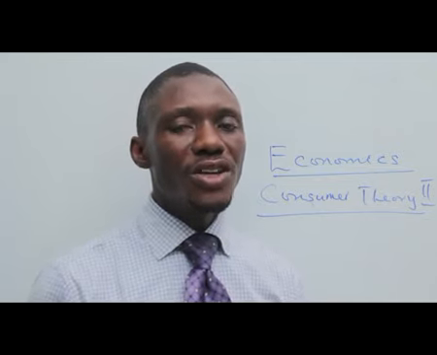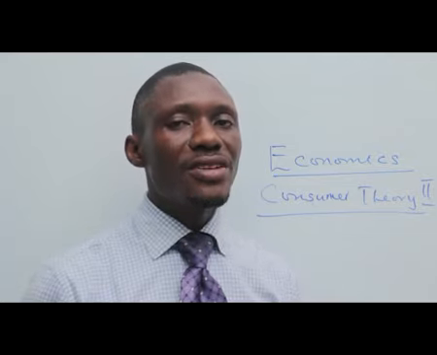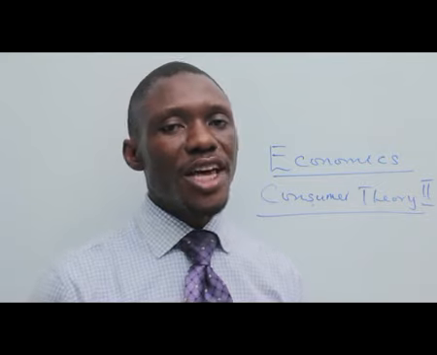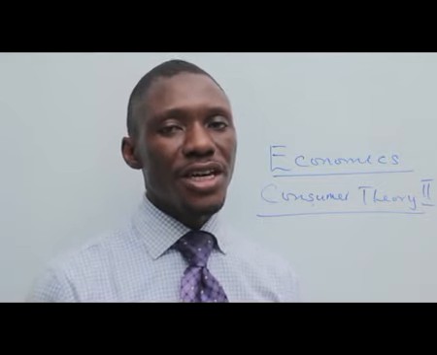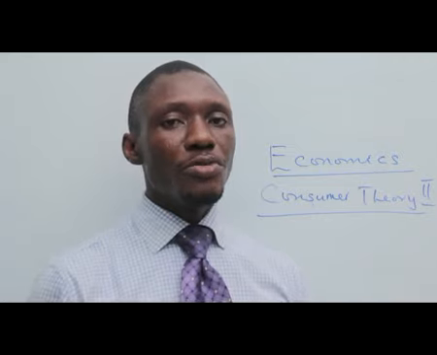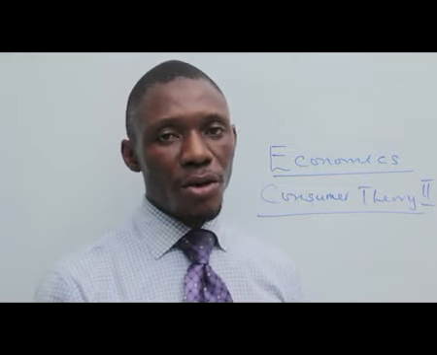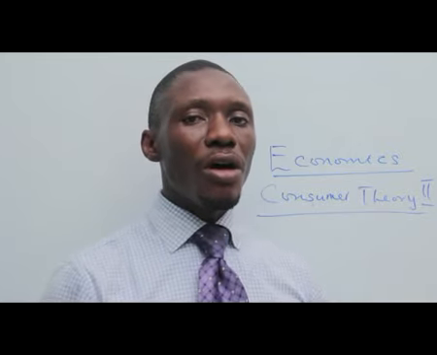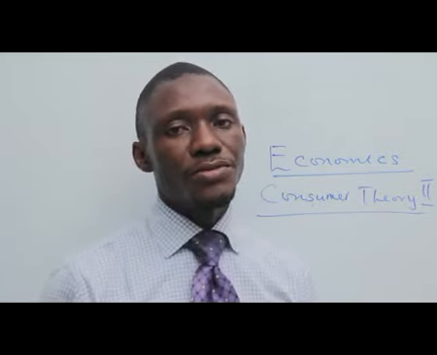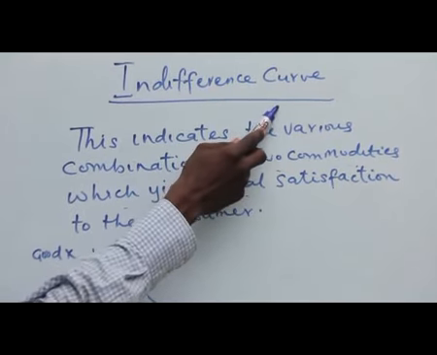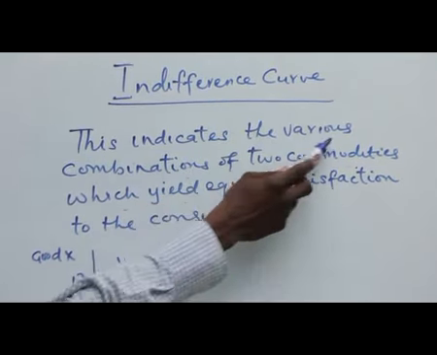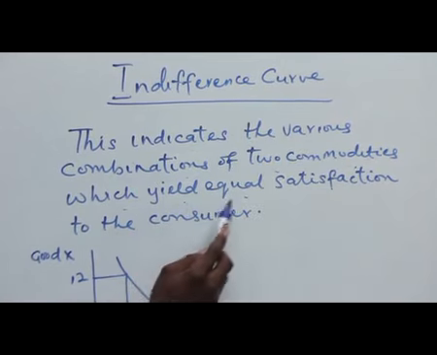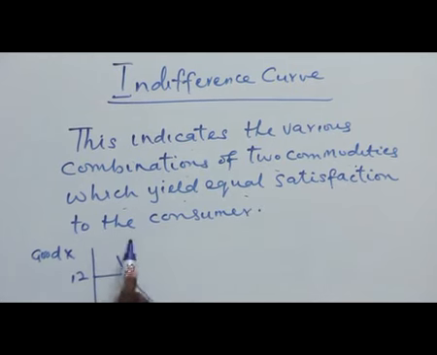Because here, we'll be looking at two commodities, but the previous one emphasized only one commodity. So when we are talking about two commodities, the consumer will have preferences in this situation, maybe consuming more or dropping the other one. But two commodities will be consumed at a time, where the consumer will prefer more of one to the other. Indifference curve: this indicates the various combinations of two commodities which yield equal satisfaction to the consumer.